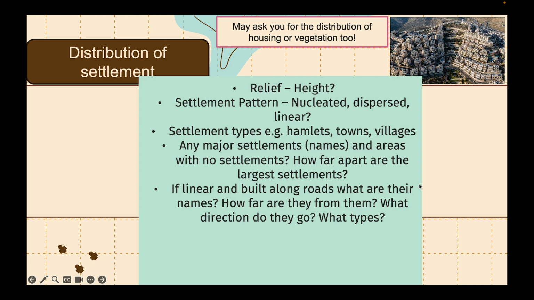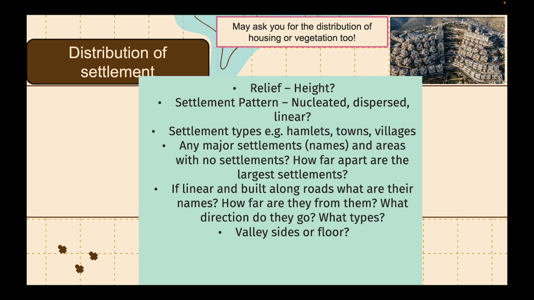You're most likely to see settlements that will be built along roads. Okay, it is very likely that will be shown. So if you do see any of these and they are built along roads, think about again using the scale. How far away from the roads are they? What direction are the roads going, and what type of roads? Again, using the key. So we're all about being specific here.